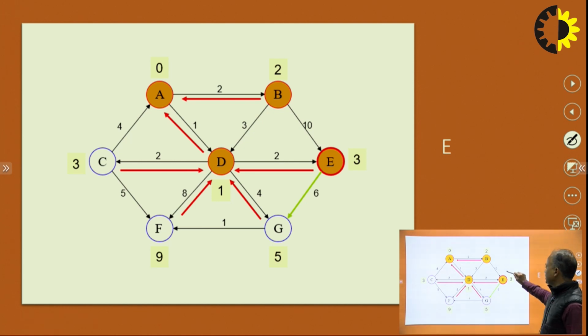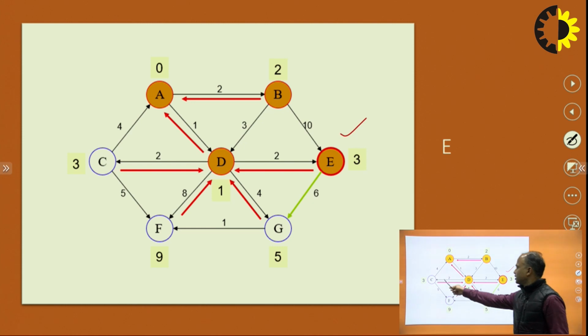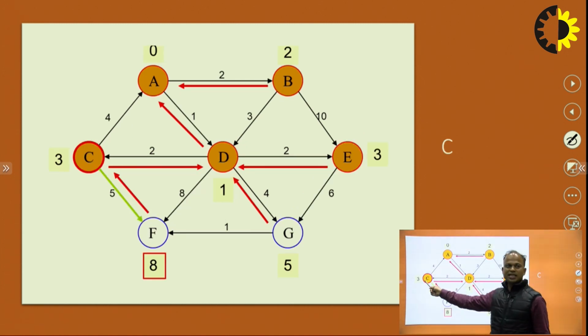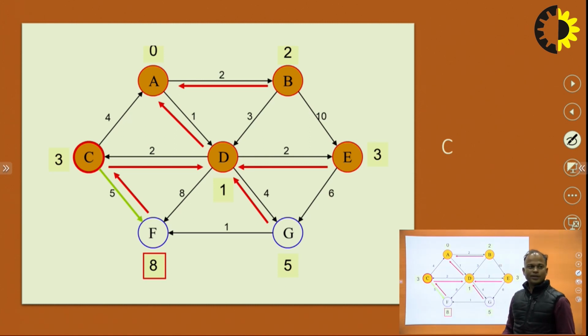Vertex E has been explored. Now the rest of the vertices are C, F and G. So C is 3, F is 9, G is 5. So the minimum one is C. So we need to take C as the next vertex. Yeah. So C is 3 here. Adjacent of C is F. So 3 plus 5, 8, and we are taking 8 here.